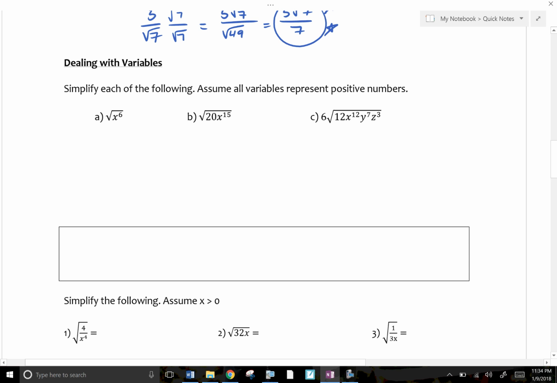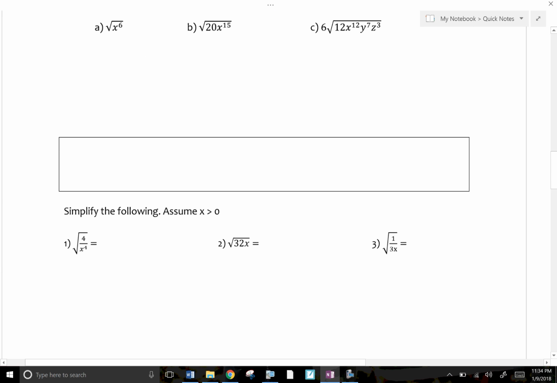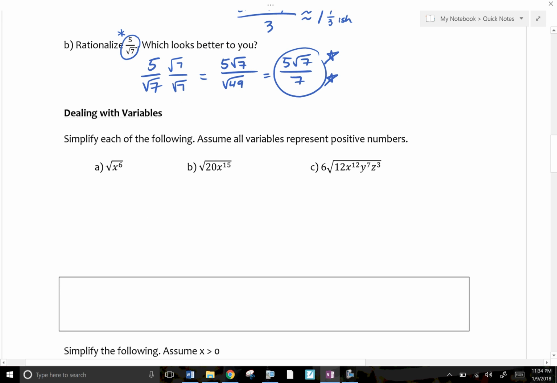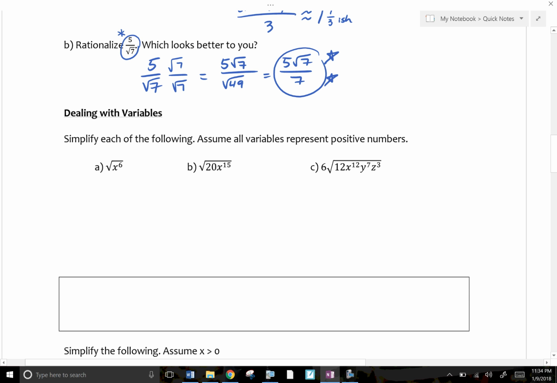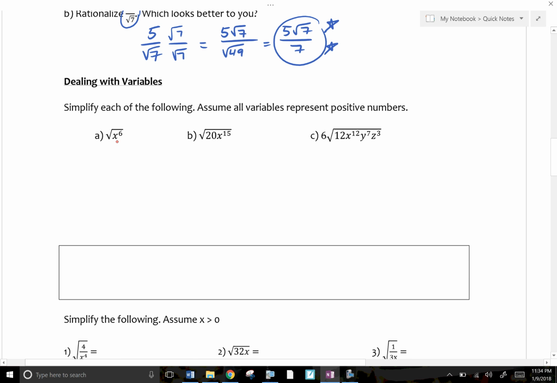Okay, last but not least here, I want to talk about dealing with variables, and then I am done, and you guys can do some practice. So here's the thing. Remember that get out of jail game that we talked about yesterday? That's really helpful when we deal with radicals and variables. So if I have the square root of x to the 6th, what that means is there are 6 x's all being multiplied together in jail, and they want to escape.